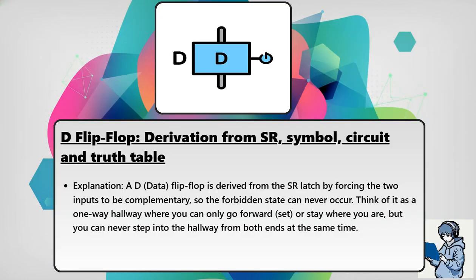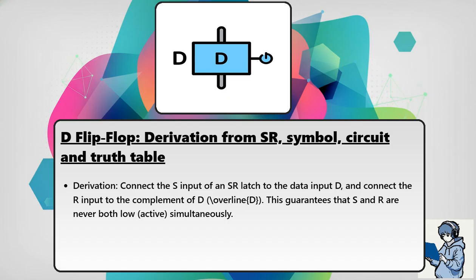A D, meaning data, flip-flop is derived from the SR latch by forcing the two inputs to be complementary, so the forbidden state can never occur. Think of it as a one-way hallway where you can only go forward, set, or stay where you are, but you can never step into the hallway from both ends at the same time.